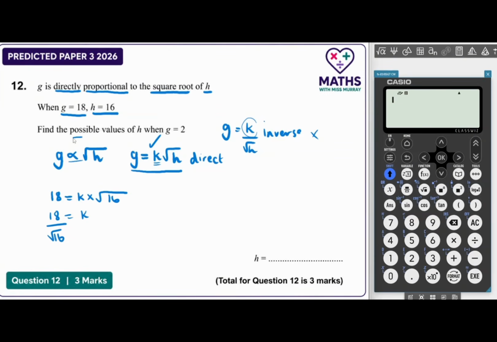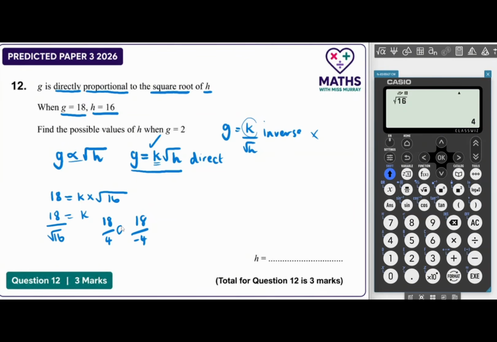Now note here it says the possible values of h. That would suggest to me that there's more than one, and there's a reason for that. And your calculator actually won't tell you this. This is one that you need to know. So if I do the square root of 16 on my calculator, it tells me the answer is 4, but actually there are two answers to the square root of 16. I can have 18 divided by 4, and I could actually have 18 divided by negative 4. So there's two possible values for my constant k, because when you square root a number you get a positive and a negative answer. Your calculator will only tell you the positive answer, because negative 4 times negative 4 also gives you positive 16.